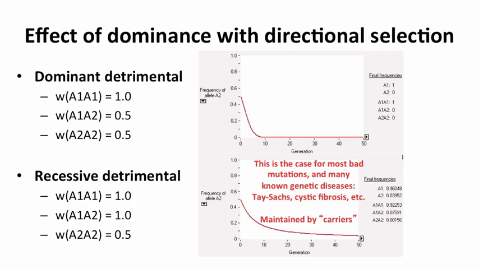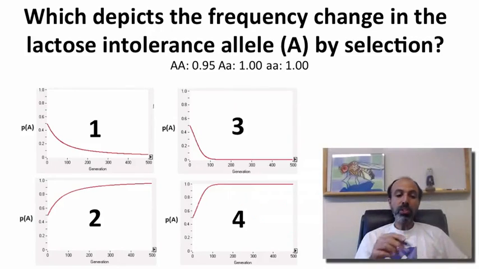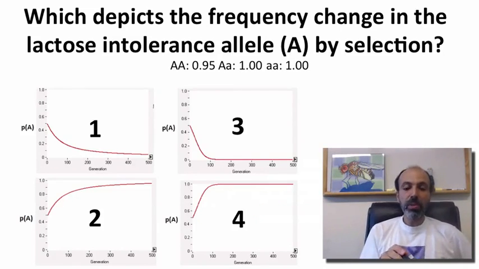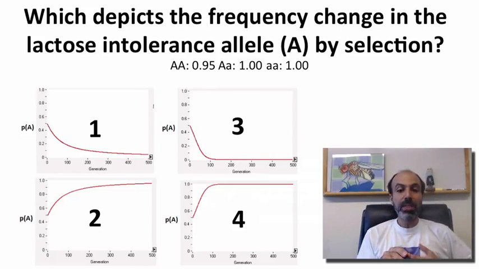Now let me give you a problem to try. Which of these depicts the change in lactose intolerance allele? This is the big A that we talked about in the previous lecture by selection. So I've given you here the relative fitnesses. So big A has a relative fitness of 0.95. That is when it's lactose intolerant. That's also the ancestral type.